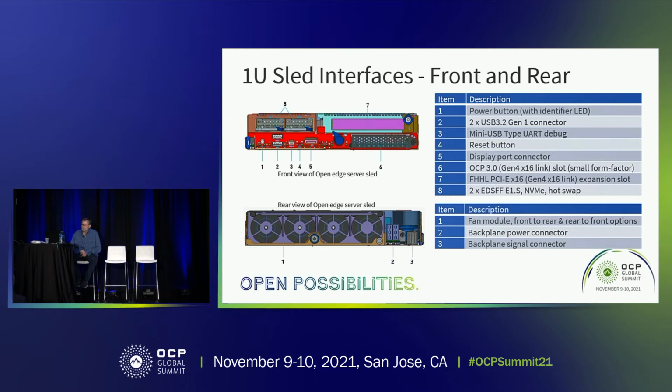This is the front and rear view of the server sled. It indicates there are a total of two E1.S in the number 8 location, the PCIe slot located in the number 7 location, and the OCP mezzanine slot on the bottom right, number 6 location. You also see the fan module that was implemented, along with number 2, which is where the backplane power connector, and number 3 is the backplane signal connector located.